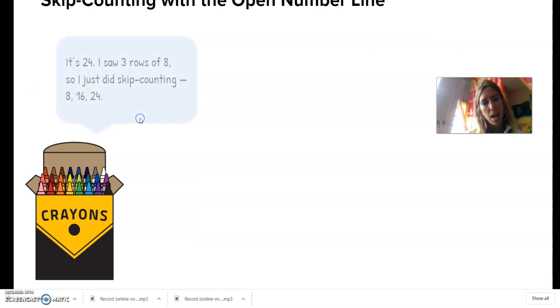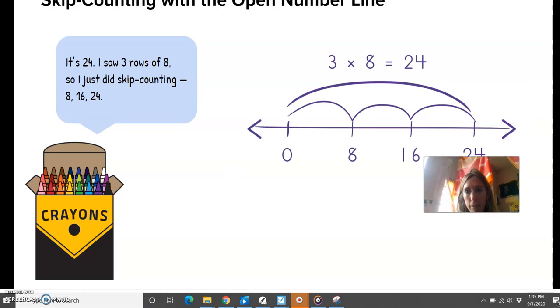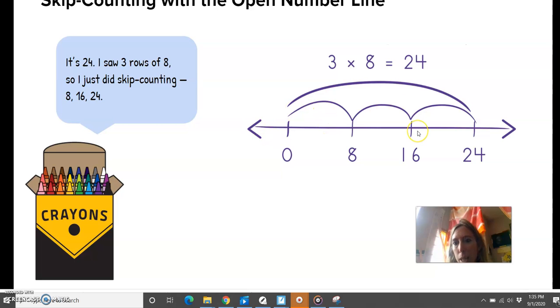So you may say, well, it's 24 because I saw 3 rows of 8. So I just did skip counting, 8, 16, 24. All right, well, how could you show that visually? You could show that visually by a number line. If you're skip counting, a number line would be a way to show what you're thinking. So there it is, 8, 16, 24. So 3 times 8, or 3 rows of 8, will give you 24 crayons.